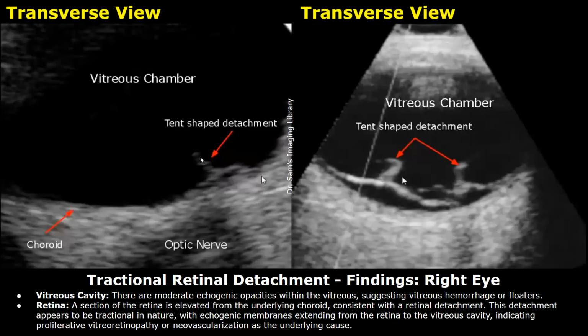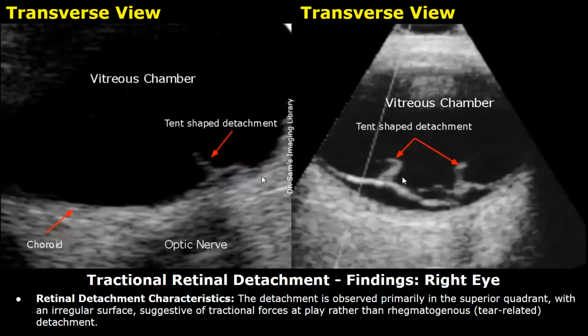This detachment appears to be tractional in nature, with echogenic membranes extending from the retina to the vitreous cavity, indicating proliferative vitreoretinopathy or neovascularization as the underlying cause.